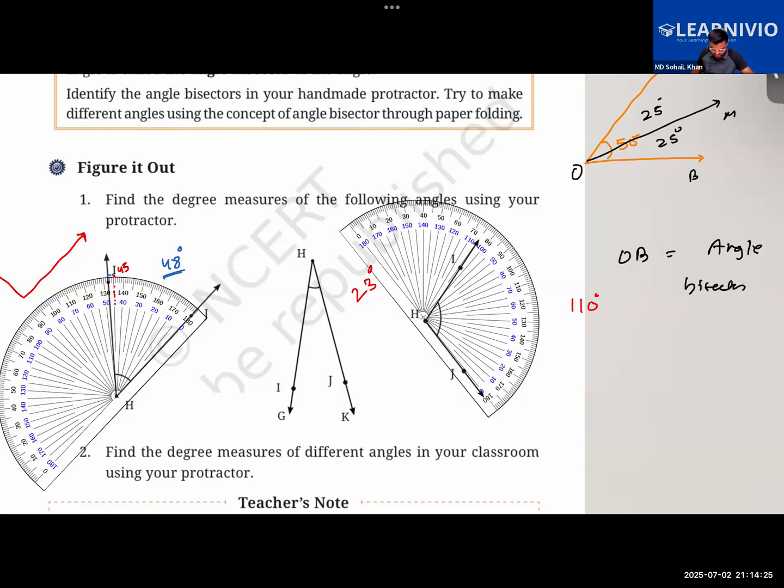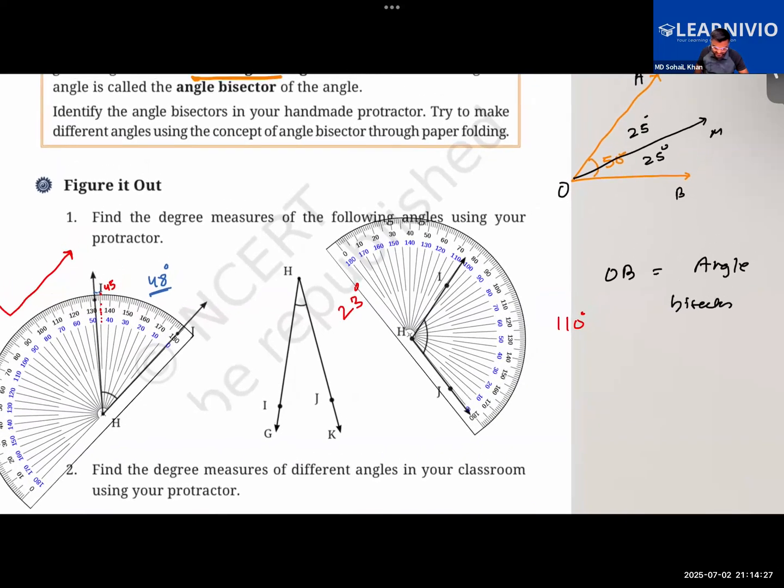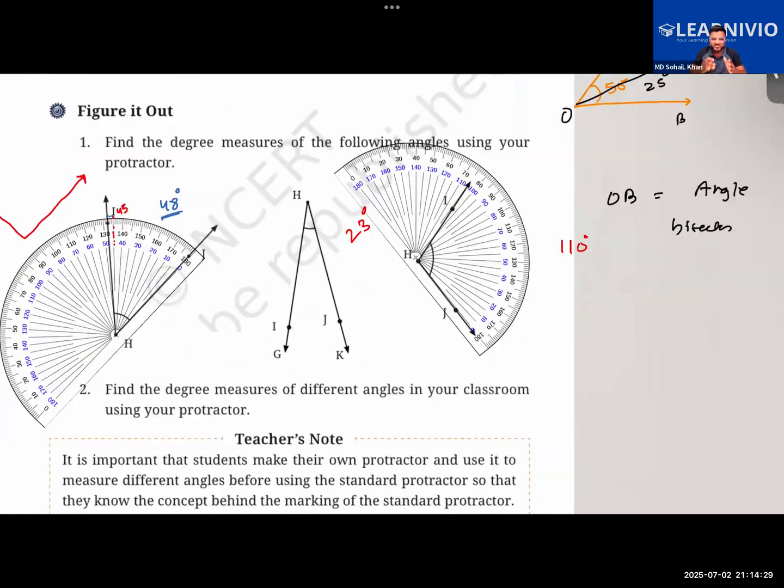Second question, it's an activity based thing. You can measure different things in your classroom with the help of the protractor. That is something I will leave up to you guys to do. You can measure the angle between the corners of a book, corners of the wall, etc., whatever is possible to measure. You cannot measure the corner of the wall with the protractor, obviously, but you can measure different things in your classroom with the help of the protractor, the smaller things particularly.